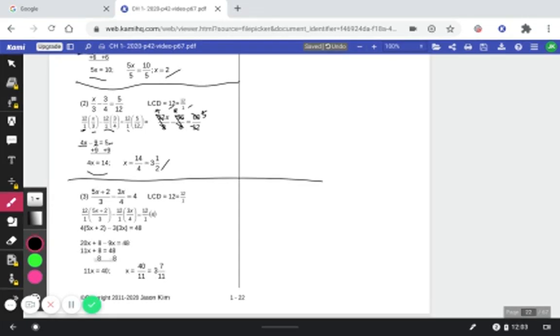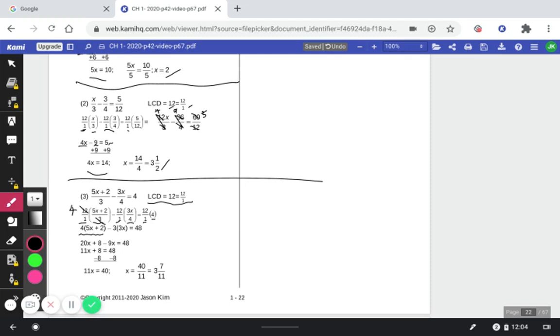So number 3 is another scary looking equation: (5x plus 2) over 3 minus 3x over 4 equals 4. You multiply by the LCD, which for 3 and 4 is 12, or 12 over 1. So you multiply 12 over 1 with (5x plus 2) over 3 minus 12 over 1 with the 3x over 4 equals 12 over 1 times 4. So when you do that, this 3 goes into 12 four times.